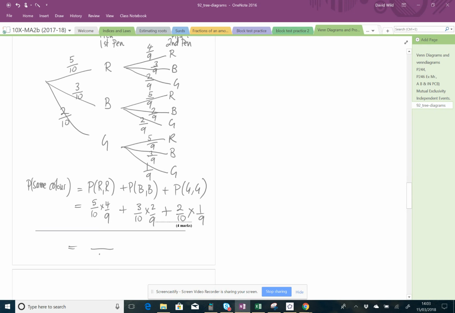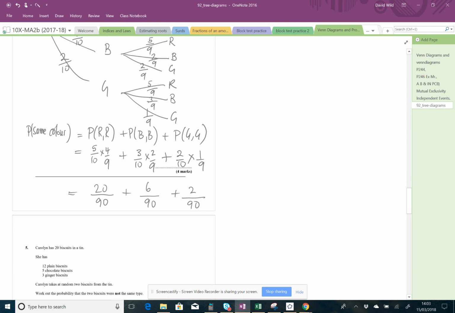Okay, these are all out of 90, aren't they? 10 nines are 90. 5 fours are 20. 3 twos are 6. 2 ones are 2. Giving a total of 28 90ths. Again, we might want to reduce that fraction, 14 45ths.